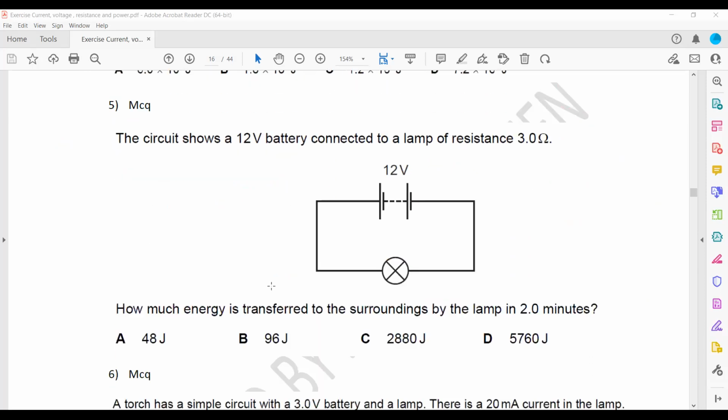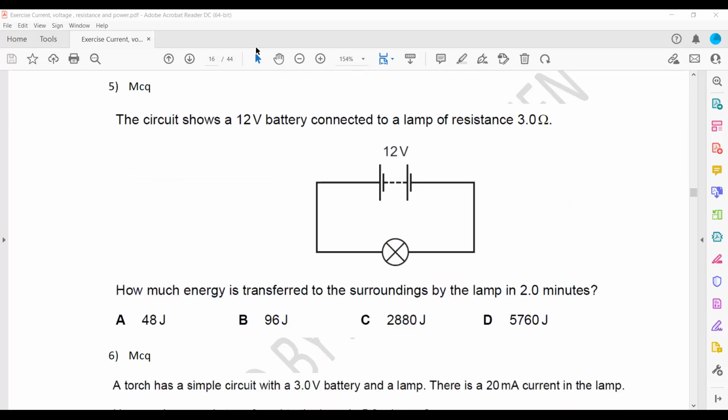Then another question. The circuit shows a 12-volt battery. So we have the voltage and it is having a resistance of 3 ohm. So resistance is given. How much energy is transferred by the lamp in 2 minutes? So time is 2 minutes, or we can say 120 seconds, because time should always be in second.